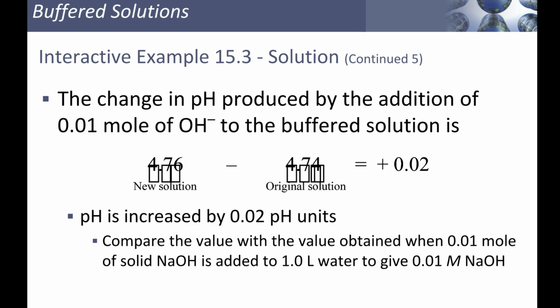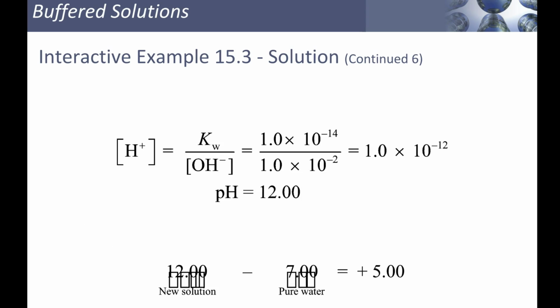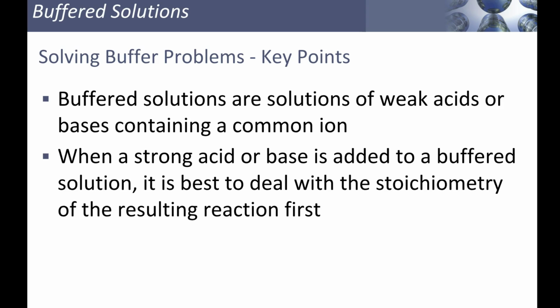And comparing the value of the 0.01 moles of solid sodium hydroxide, if you think about it, the pH of sodium hydroxide at 0.01 molar is like a pH of 12. But you add it to 4.74 and it's not going to increase it much, right? Because if you had just pure sodium hydroxide, you have a pH of 12. But that's not the case when you have a buffered solution. Okay? All right, we'll take a break, come back at 8.